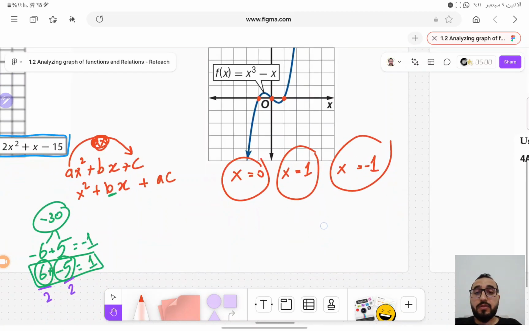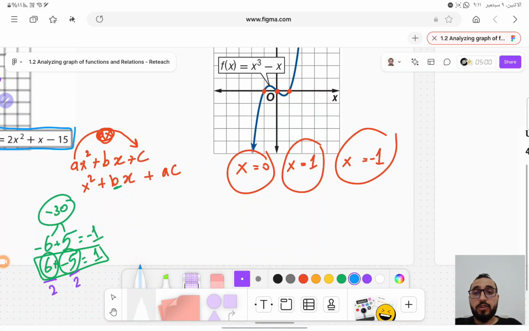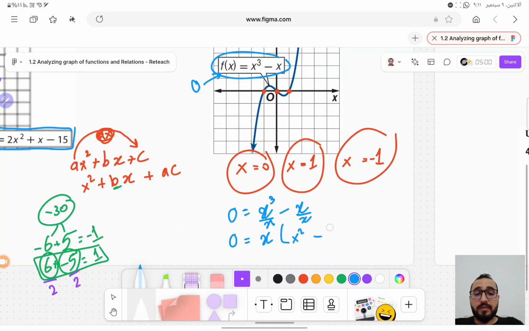If you need to know how to do it algebraically, take your function and replace f of x equal 0. So now 0 equals x cubed minus x. Now what's the common factor between these two terms? It is x. So just take x as a common factor, then divide this one by x, divide this one by x. So x cubed divided by x is equal x squared. X divided by x is equal 1, because anything divided by itself is equal to 1. So x divided by x is equal 1.